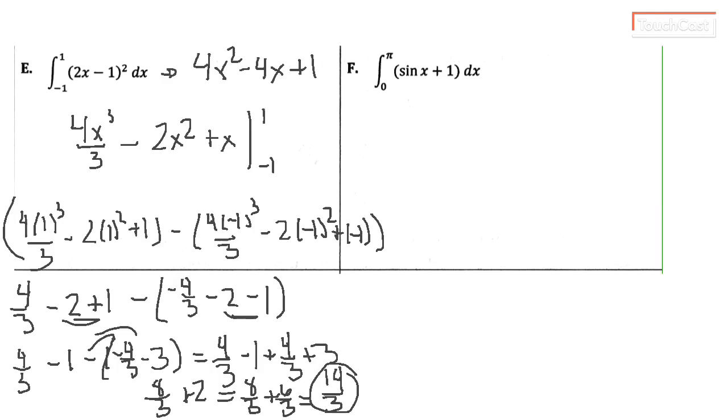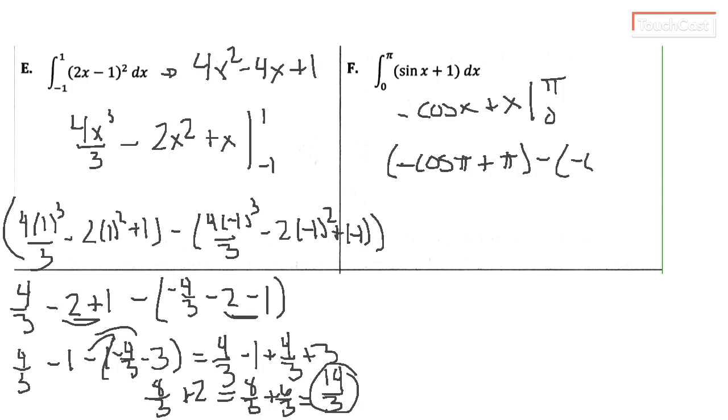Okay, now let's look at f. So I know when I'm taking the integral of sine x, I'm going to get negative cosine x. So I'm going to end up with negative cosine x plus x from 0 to pi. So now I'm going to just plug those values in. I'm going to have negative cosine of pi plus pi minus negative cosine of 0 plus 0.